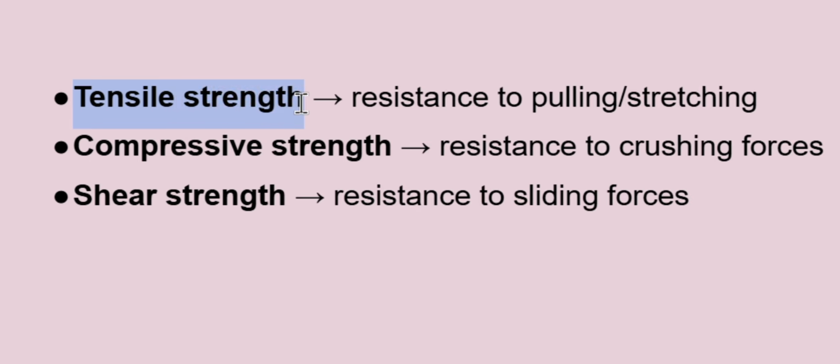Firstly, tensile strength. So if a material has high tensile strength, that means you can try to pull it apart, but it won't break. All right. And if you do pull it apart and it breaks, it has low tensile strength.